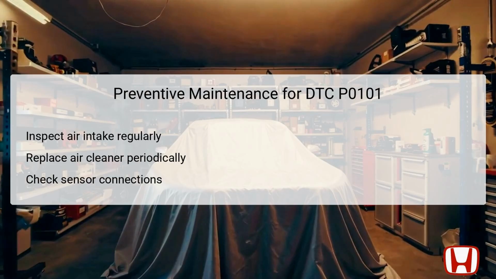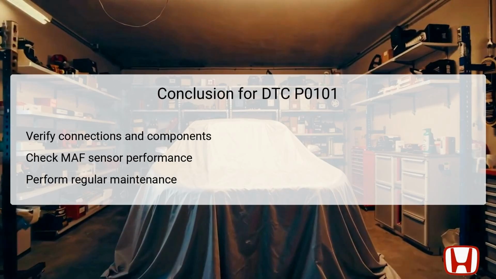Proactive maintenance not only saves you time and money in the long run, but also extends the life of your vehicle. In summary, DTC P0101 indicates a MAF sensor circuit range and performance issue in the Honda Accord. A systematic approach to troubleshooting, including checking connections, inspecting the intake air duct, and monitoring the MAF sensor, is essential for identifying the root cause.